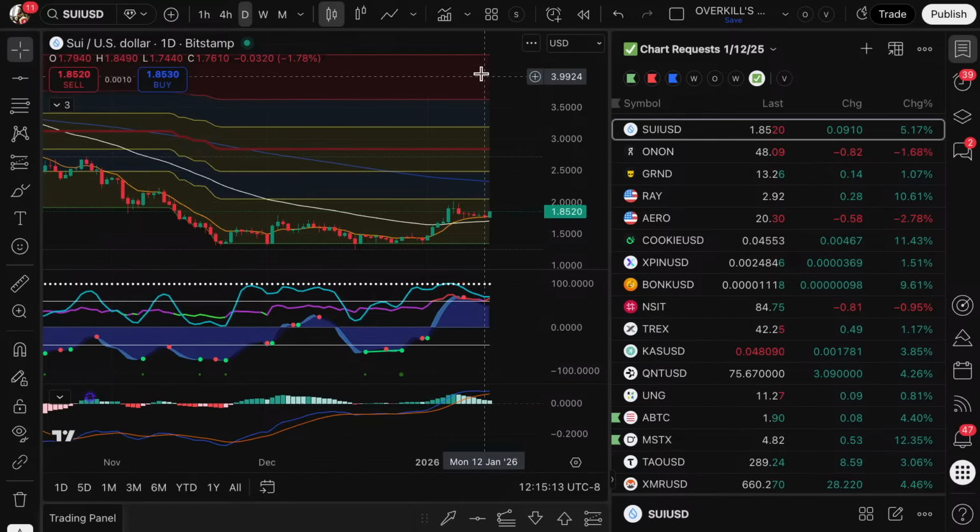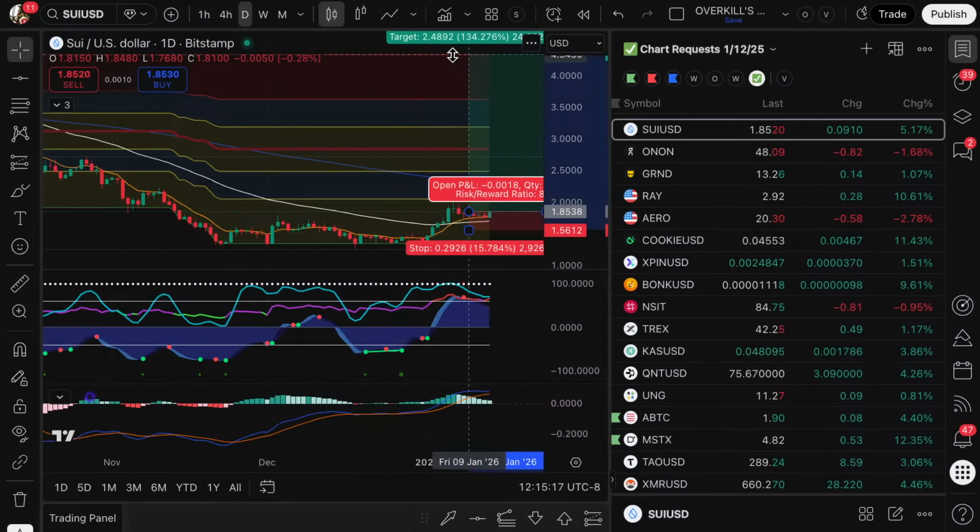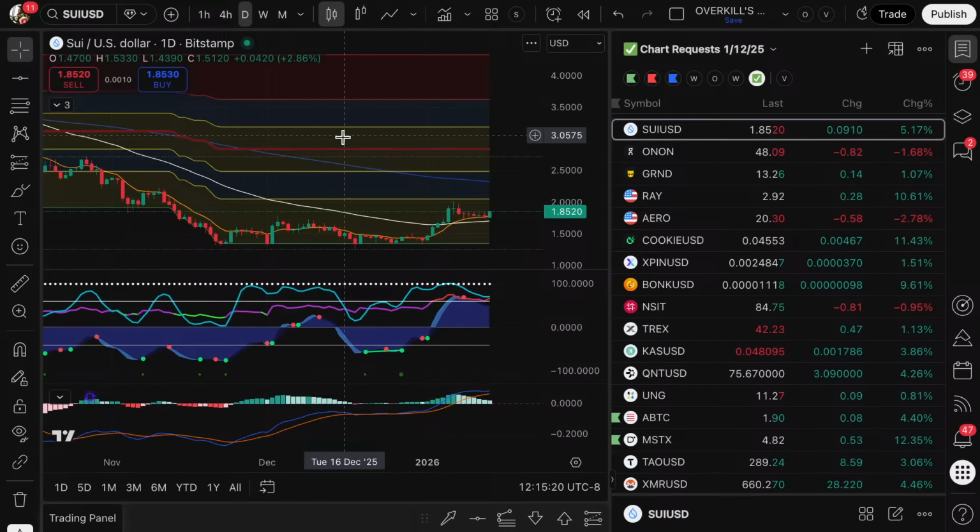And look how much room we have to go to the red zone. I mean, we have a massive amount of room. That's 134% back to the top.